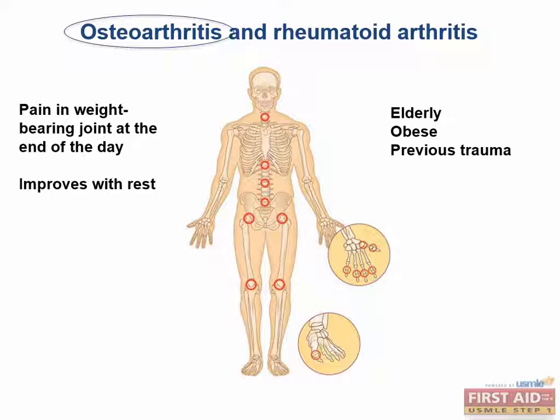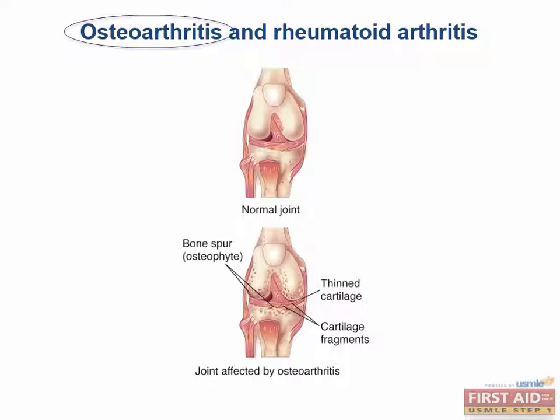Knowing about the pathology, do you think we would more commonly use steroids to treat osteoarthritis or rheumatoid arthritis? That's right, they're probably going to be more useful in rheumatoid arthritis, in which their anti-inflammatory properties would have a greater effect. So what happens in osteoarthritis?